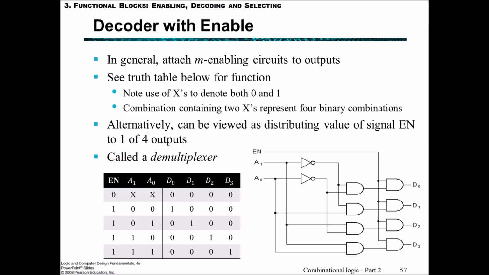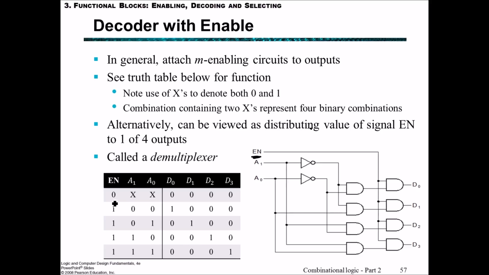Decoders can also have an enable as well. So remembering before we had enabling, allowing us to either use the inputs that are coming into that enabling circuit or to use a fixed value. So in general, we would attach that enable input, shown here, to M and outputs after the 2 to 4 decoder, such that we can enable that output or disable it.